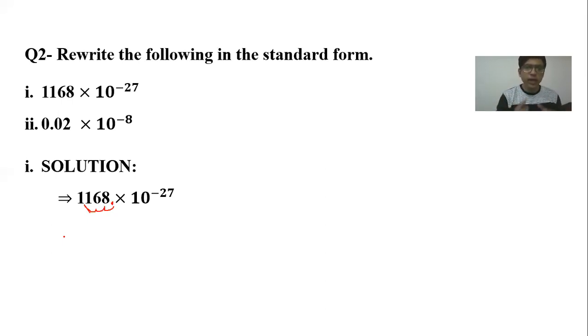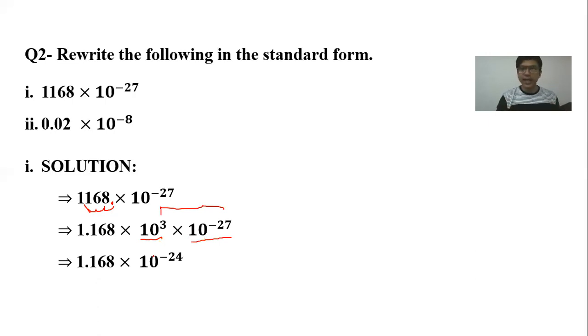And what will be the power? The power will be how many digits you have shifted the decimal. So I have shifted the decimal 3 times, so 1168 can be written as 1.168, and the power I will be using would be exponent 3, and exponent minus 27 will be copied as it is. Then I have to multiply these two numbers, exponent 3 and exponent minus 27, and the rule is that both have the same base, so we have to add the powers. Okay, so 3 and minus 27 will become minus 24.